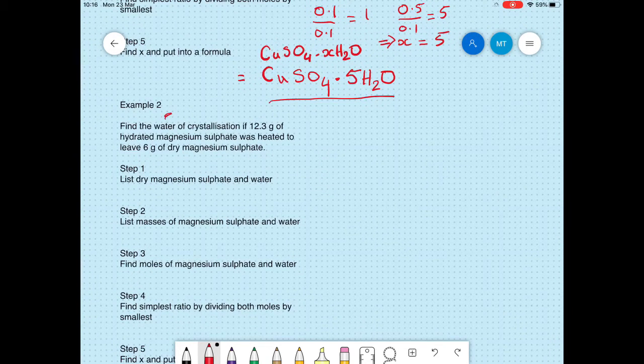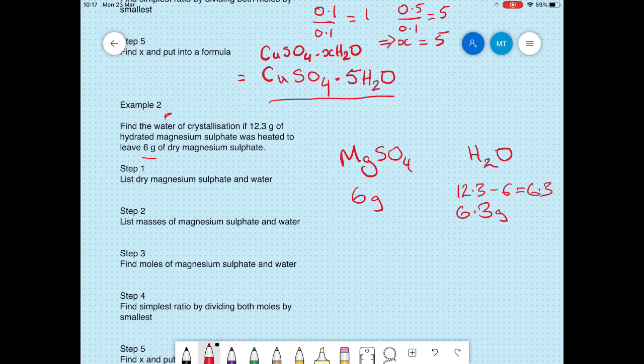We need to find the water of crystallization, and this time we're using magnesium sulfate. Okay, so magnesium sulfate is MgSO4. We need to list the dry magnesium sulfate and water, so we're making 2 columns. Then we need to put the mass of magnesium sulfate, the dry stuff, and it tells you you've got dry 6 grams, so we can put that in. And remember, the water is the difference between the wet magnesium sulfate and the dry magnesium sulfate. We've driven off all of that water whilst heating it. So we do 12.3 minus 6 equals 6.3, so that's our mass.